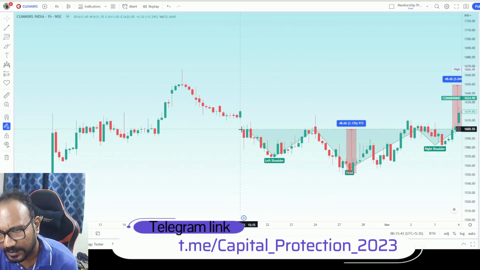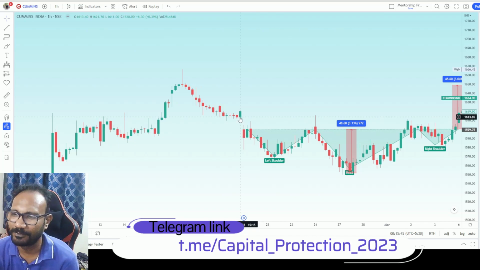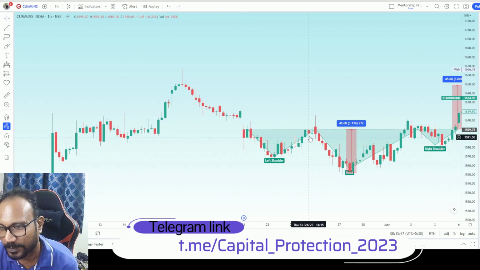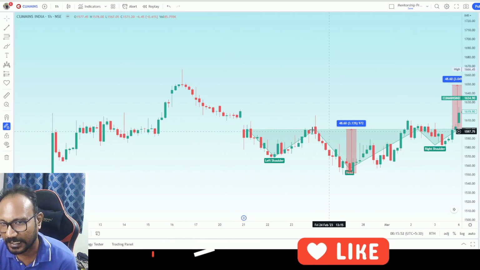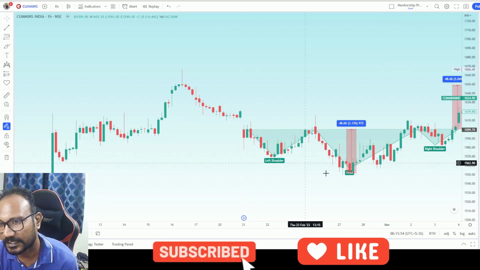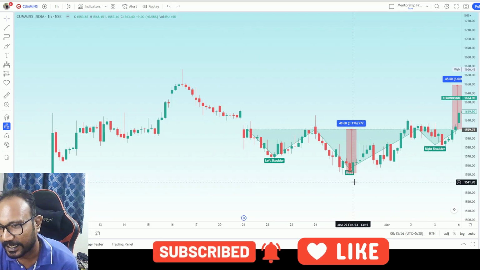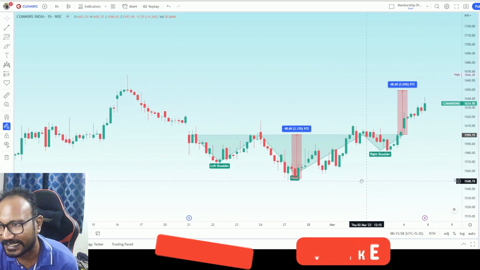But sometimes there is a gap even before the shoulder. You don't have to worry as long as you are able to spot the head and then the shoulders appearing on its own without making any effort, like how it appeared here. This is a perfect head and shoulder. We are expecting a 48 points breakout, and did it happen?